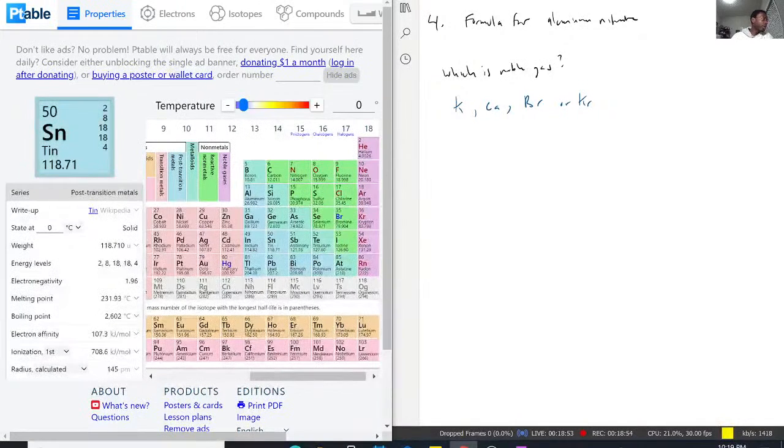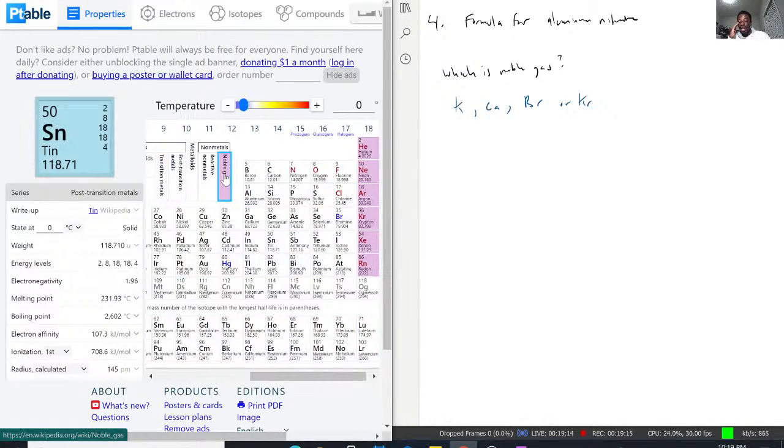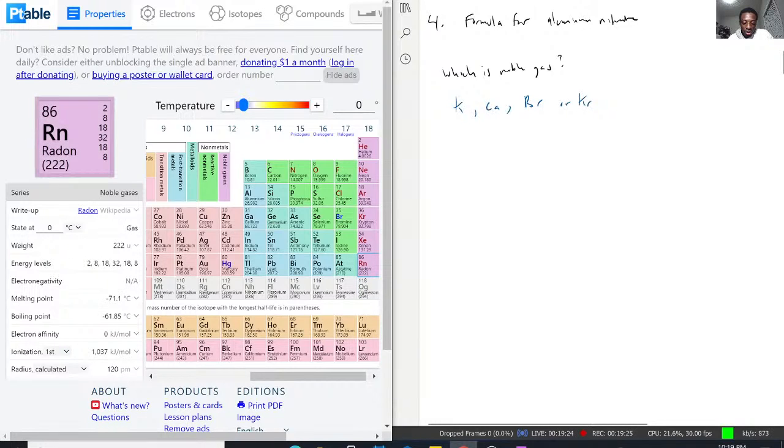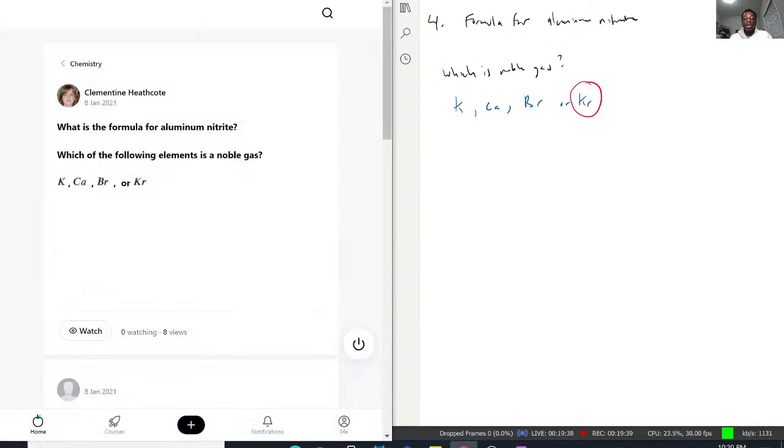Then we have bromine, which is on column 17, which is also known as the halogens, as you can see up there. And then as the last one, we have krypton, which is, funny enough, as our periodic table says, a noble gas. But the trick I really want you to learn here is that when you're dealing with elements on the last column, the 18th column, going all the way down from helium to radon, those are your noble gases. So knowing that, we can see that krypton is the only choice that would be the noble gas. So now going back to the question of the formula for aluminum nitrate.